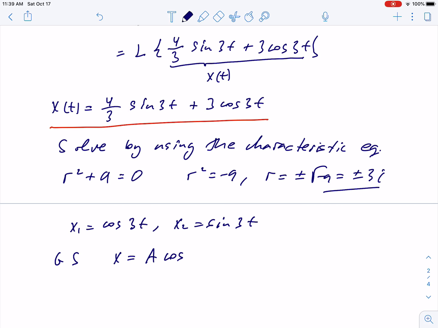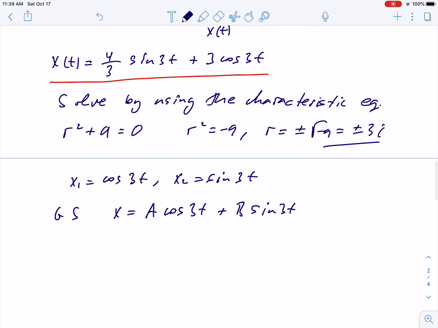a coefficient with cosine 3t, b arbitrary coefficient with sine 3t, and a and b arbitrary constants, which we could call also parameters. And here we use the initial conditions. When t equals 0, x of 0 is 3, so 3 equals a. Immediately cosine is 1, sine is 0. Then we have to differentiate. X prime will be -3a sine 3t plus 3b cosine 3t.